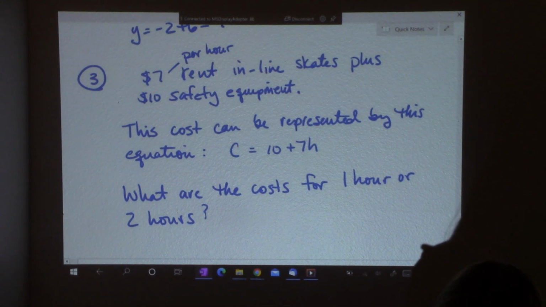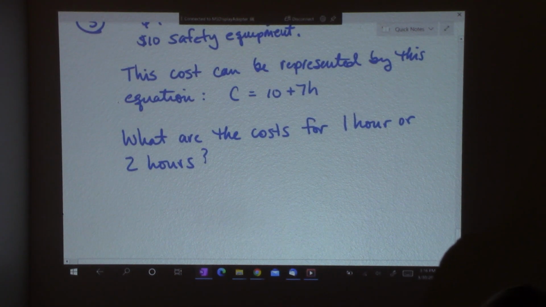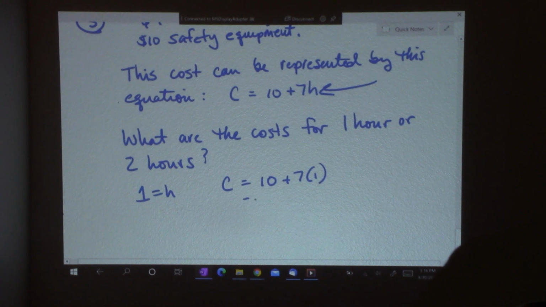Okay, so we're going to do 1 hour cost. That means, look at 1 equals H. 1 hour is the H represented here. So we're going to put 1 hour in and find out how much that costs. So my cost is $10 for the safety equipment plus 7 times 1 hour of rental. So 7 plus 10 is $17. So my cost for 1 hour is $17.